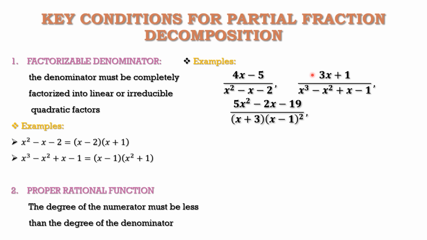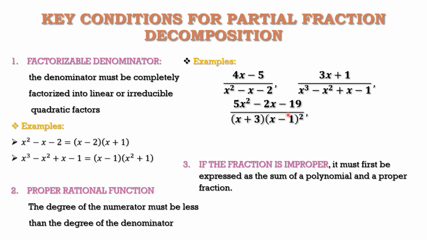In the next one, the degree for the numerator is 1 and the degree for the denominator is 3, because the highest power of x in the denominator is 3 and the highest power of x in the numerator is 1. It makes this particular fraction a proper rational function. Look at this one too. The degree for the numerator is 2 and the degree for the denominator here is 3. So this particular fraction becomes a proper rational function.